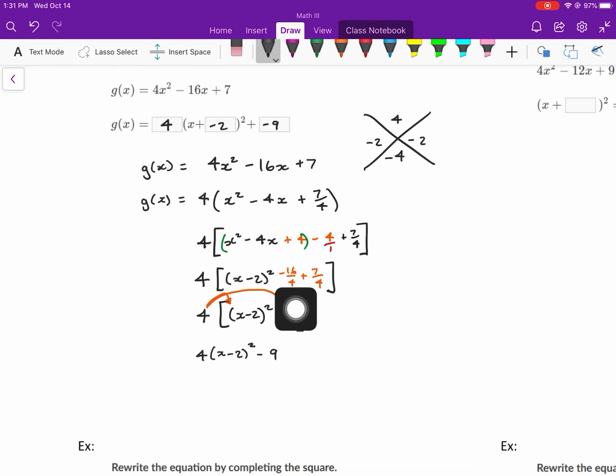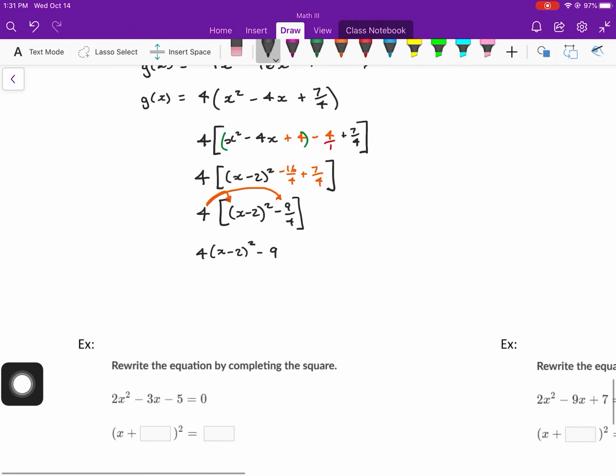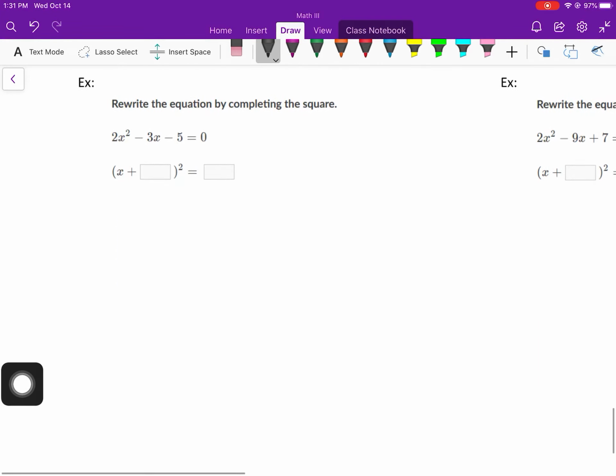So hardest part about that, probably adding those fractions. And like I said, I would ignore that 4 to the very end, but don't forget about it. That was a mistake I made today in calculus, and it turned out horrible. All right, let's look at this one.